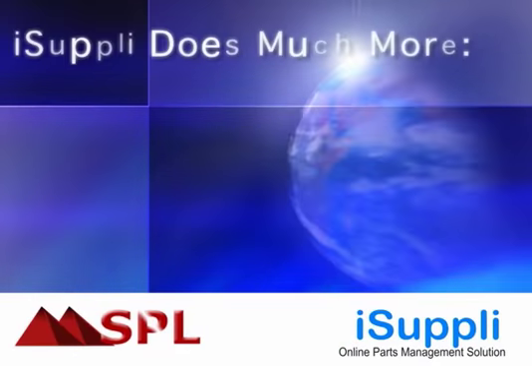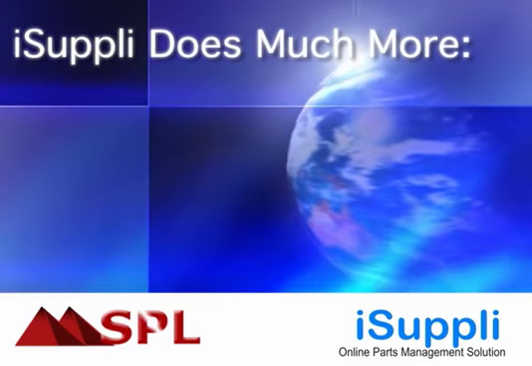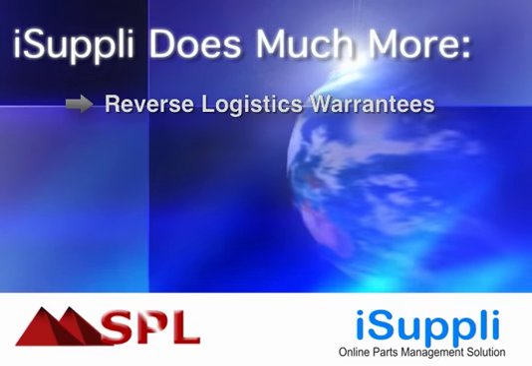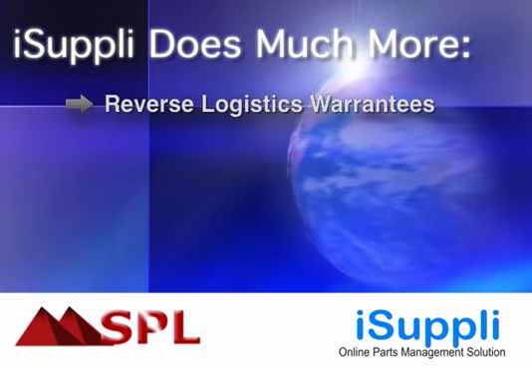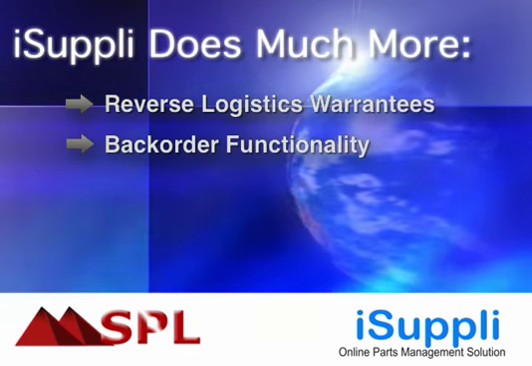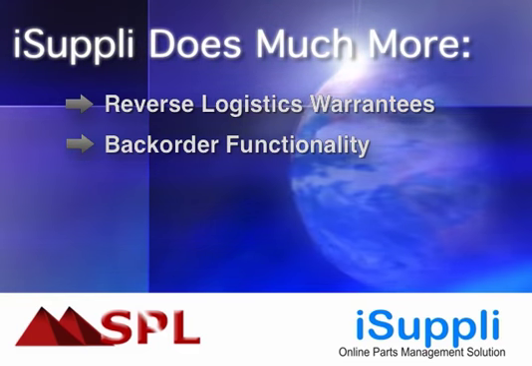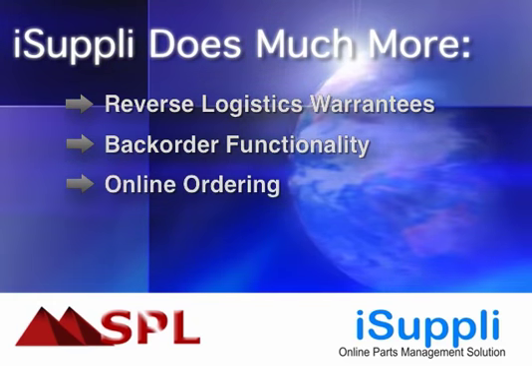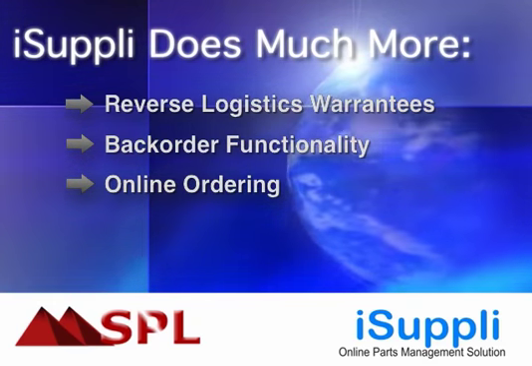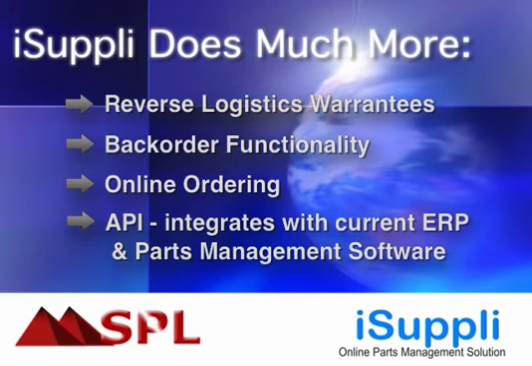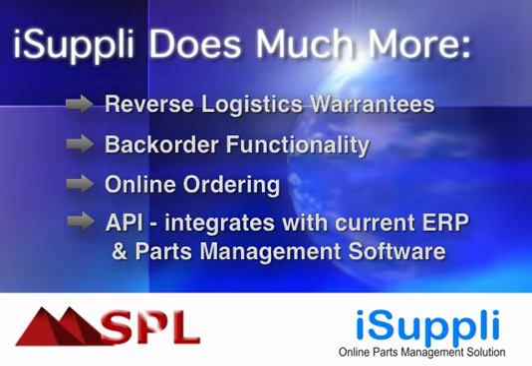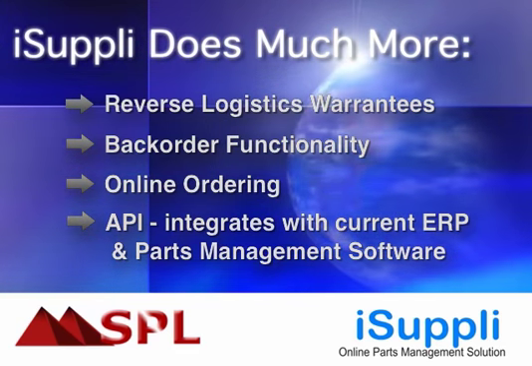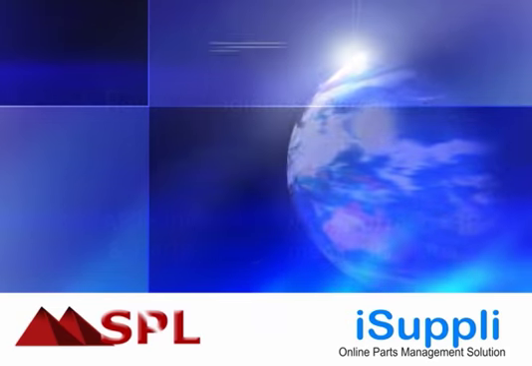So that's a high-level overview of the iSuppli accounting section. But iSuppli does so much more. iSuppli handles the entirety of reverse logistics warranties applications. iSuppli has backorder functionality that you can verify back orders, you can check lead times. iSuppli has a whole online ordering component. We've even got an API that some of our customers are using, that we've connected the pipes so that they can order their parts and replenish from us without ever leaving their own software.